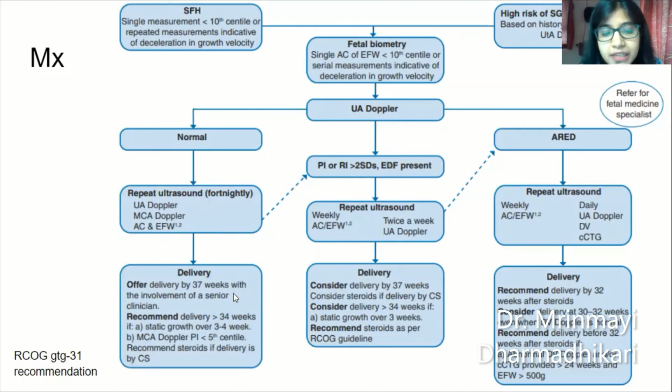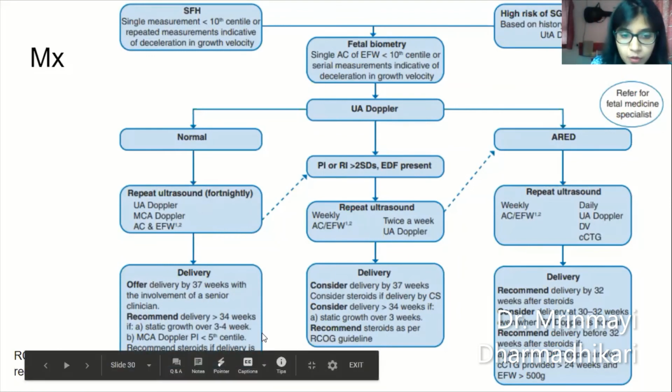Earlier delivery should be recommended, that is after 34 weeks, if there is static growth over 3 to 4 weeks, or if the MCA Doppler PI falls. Okay, and always recommend steroids if delivery is by cesarean section.